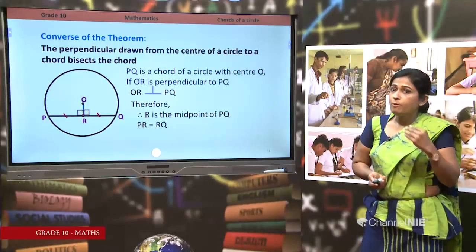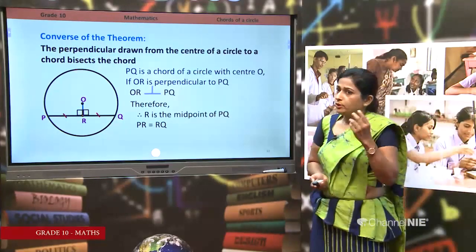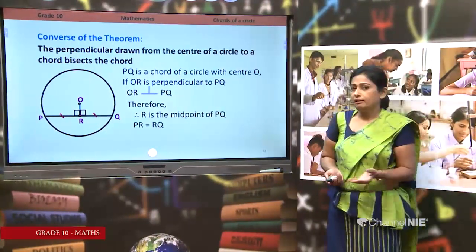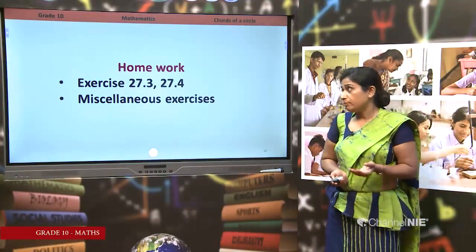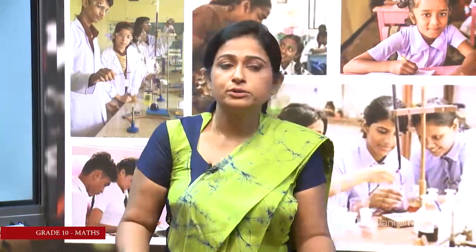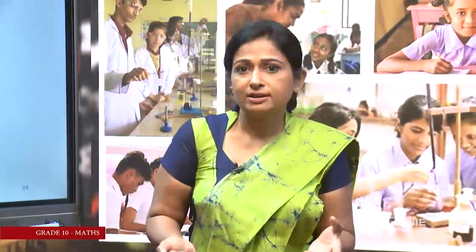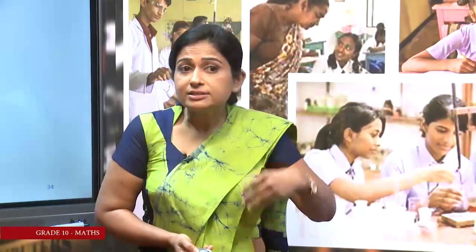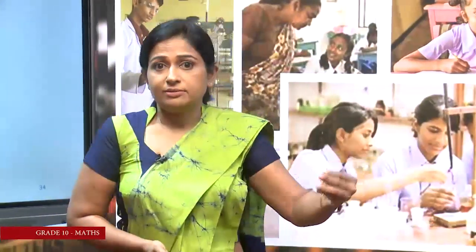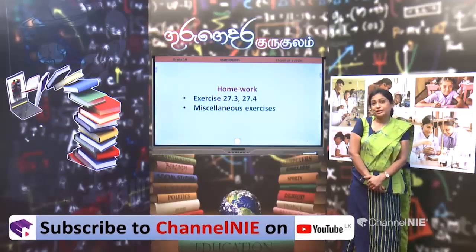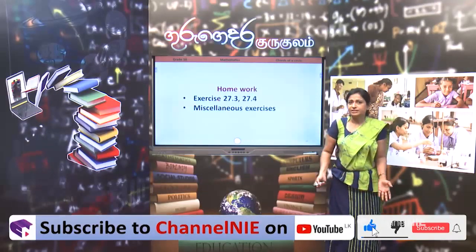Then you have to do some homework. I think you have only 3 exercises remaining, 27.3 and 27.4, and we have the miscellaneous exercise remaining. You have to do those as homework, and you should do extra sums from other activity books, and you can do more and more sums to practice well. So we have done 2 parts under the chords of the circle. You have to practice lots of sums and repeat doing the sums several times, then you may practice the theorem and the converse of the theorem. Okay children, you have to do your homework and practice lots of sums.